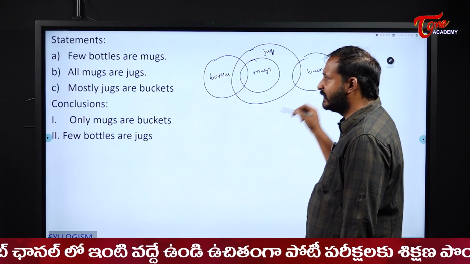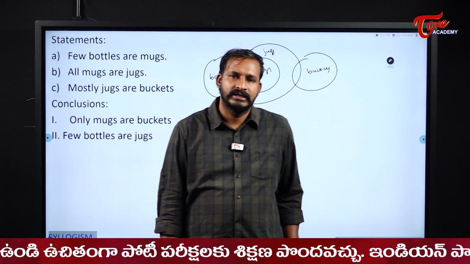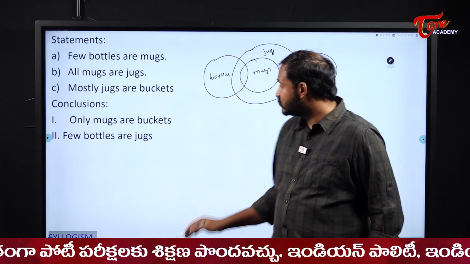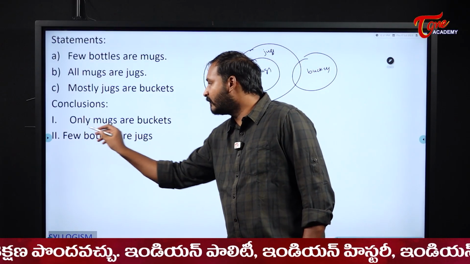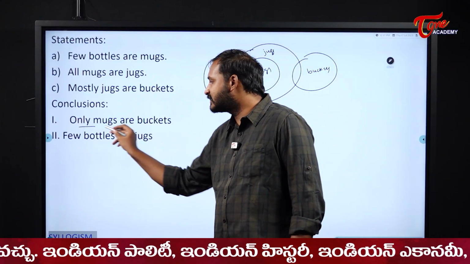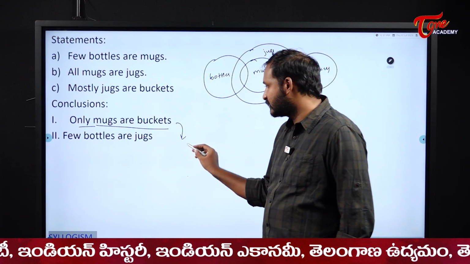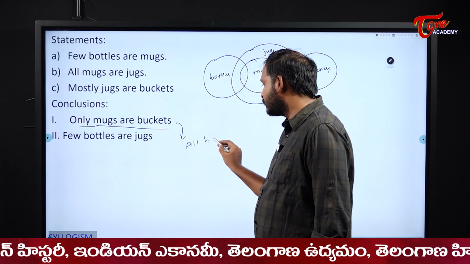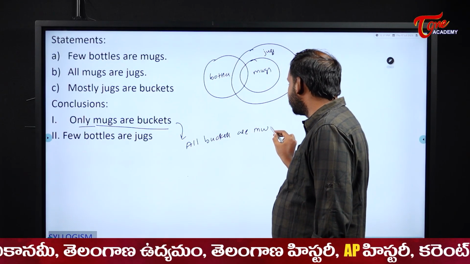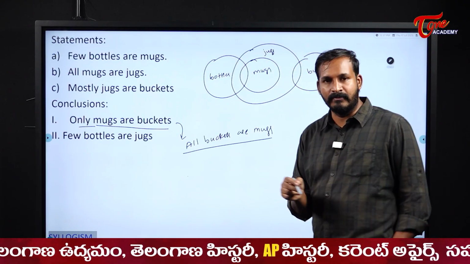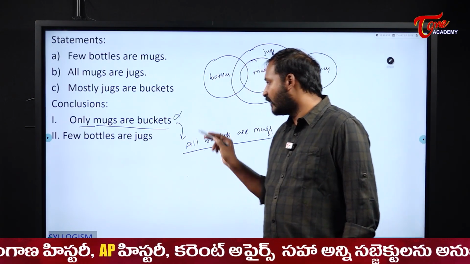Understood? Mostly, few, at most, all come under some only. So consider them as some. So this is my basic diagram. First, only mugs are buckets. What is its actual meaning? Just now we discussed, all buckets are mugs. Are all buckets becoming mugs here? No. So this one is false.